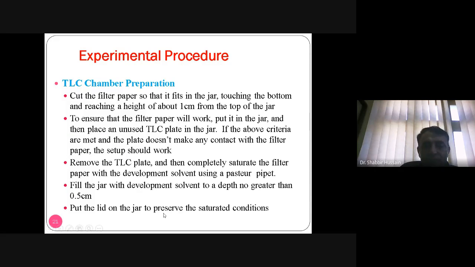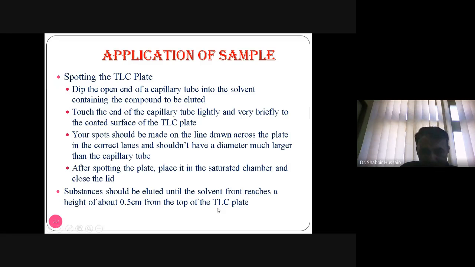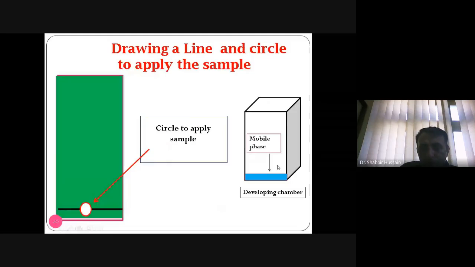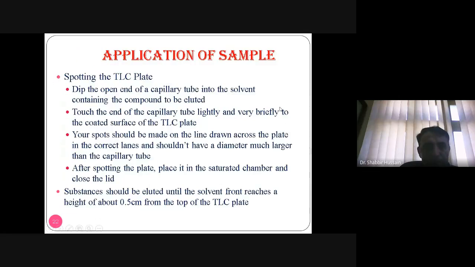Put the lid on the jar to preserve the saturated solution. You have to, once you dip the TLC in this TLC tank, you must lid it. इसको close करना है ऊपर से आपने.